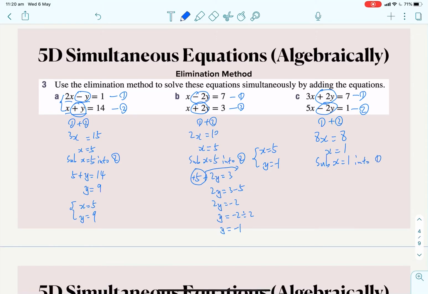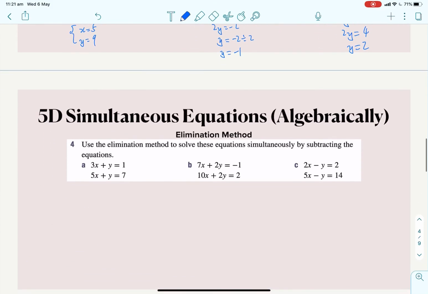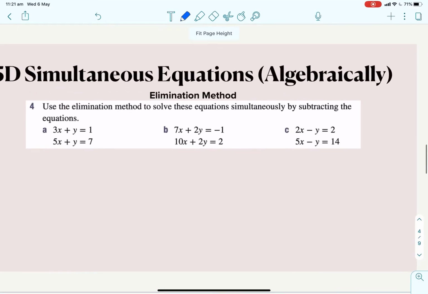Well, they look like small numbers. Yeah, I like small numbers. 3 plus 2y equals 7. Move this to the other side. Positive becomes negative. So 2y equals 7 minus 3. 2y equals 4. y equals 2. x equals 1, y equals 2. Solution done. Yep. Now let's do a little bit harder ones.